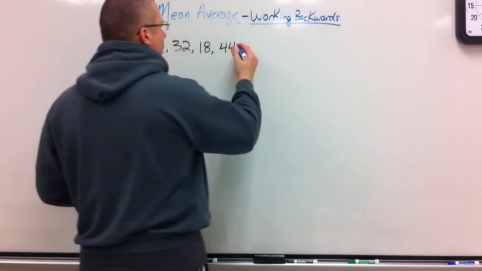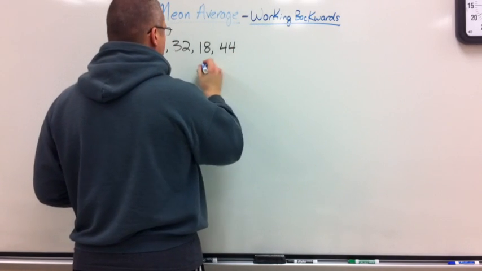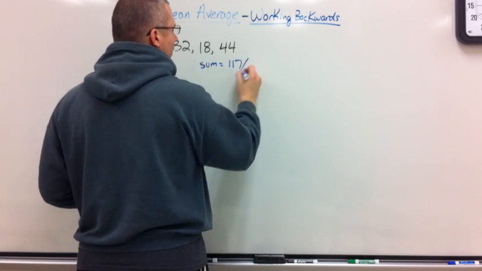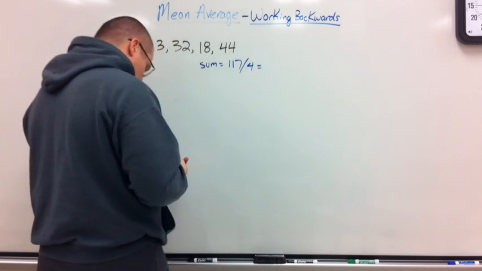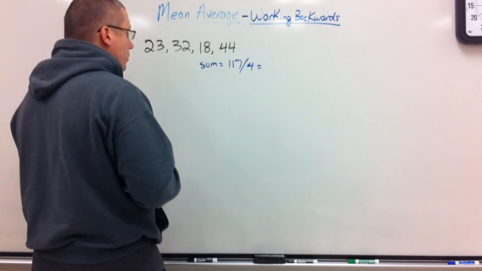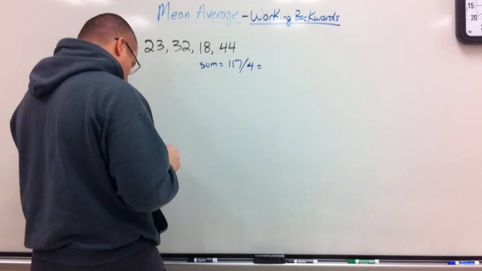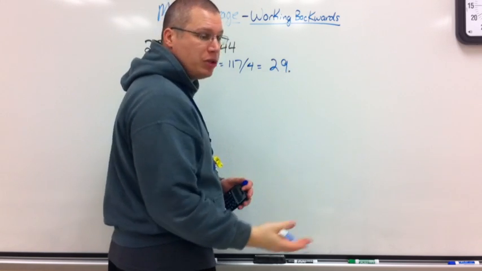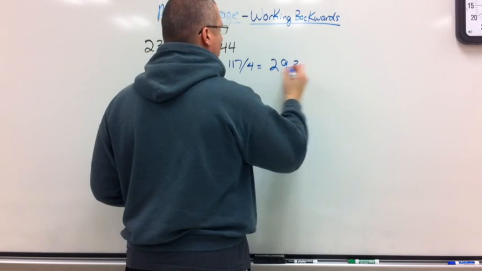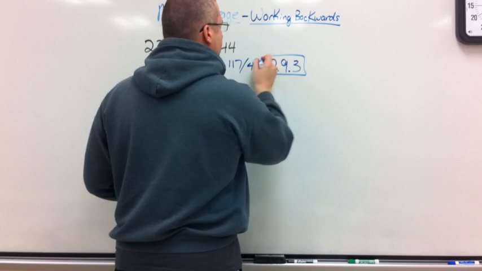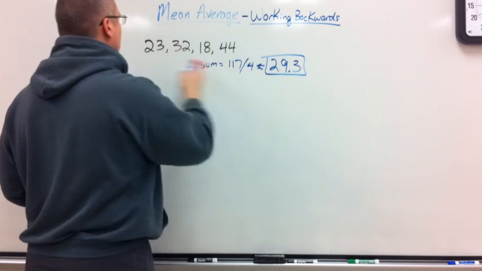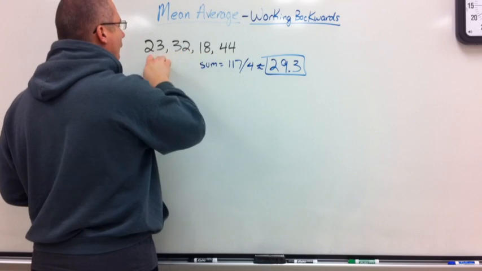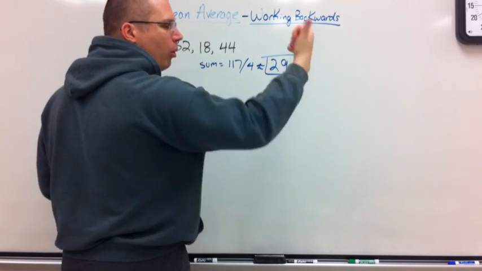So let's find our mean. If I would do the sum of these, I would get 117. And I would divide that by 4. I get 29.25, rounded would be 29.3 to the nearest tenth. And again, does this make sense? Is this close to the middle? Yeah, I would say so. So again, it proves that there are really no outliers skewing this or pulling it up or down.